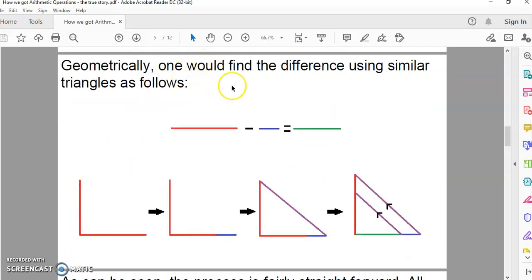So geometrically, one would find the difference of this red line and blue line using similar triangles as follows. So first of all, we take the red line, construct a right angle like this, then place the blue line right at the end. In other words, having it coincide with this point into the red line. Then we connect the end lines of these two lines here, and then we can draw another line parallel to this one, as you see here, and that gives us a difference. So we could actually slide across like this.